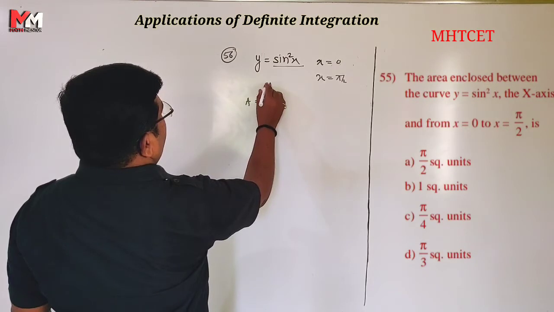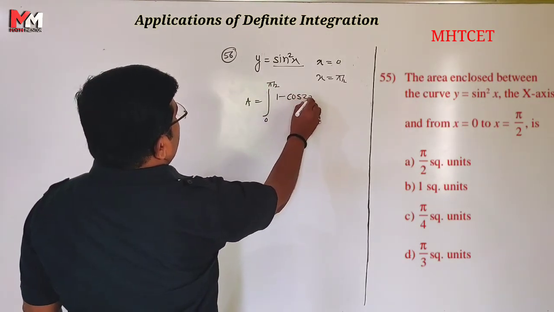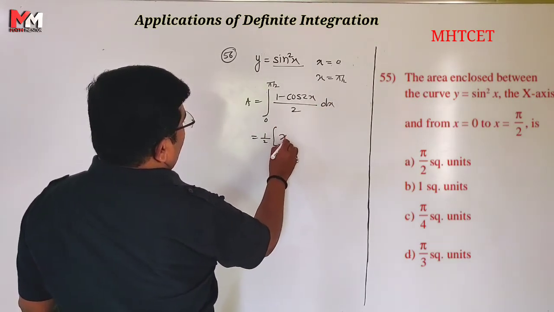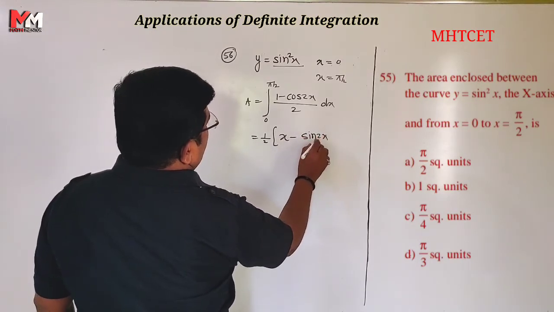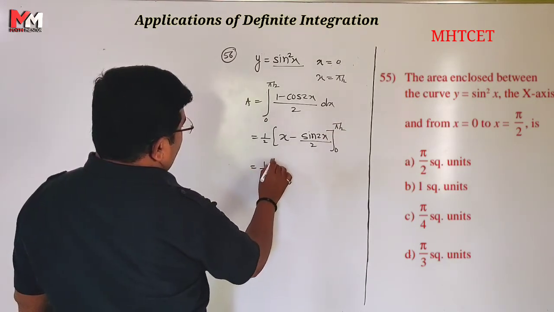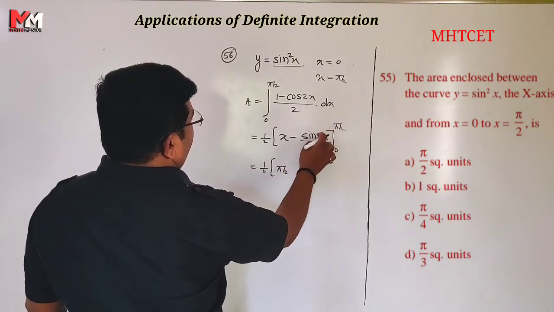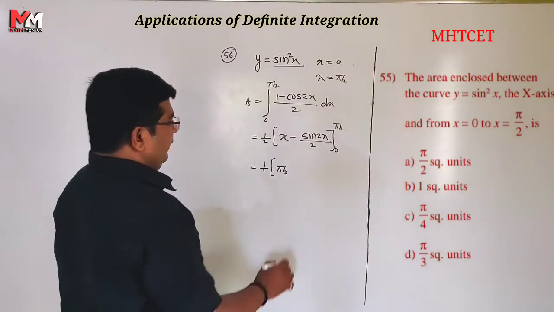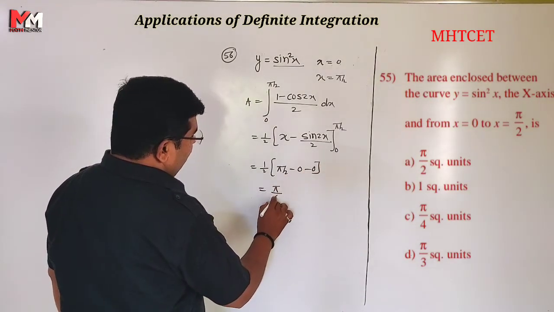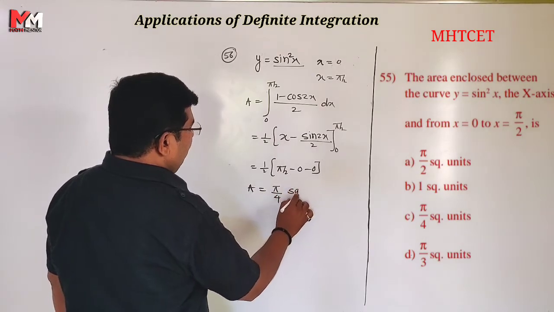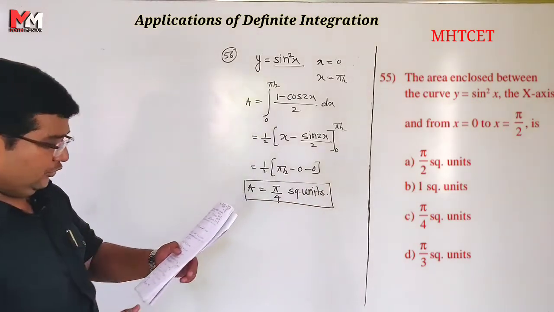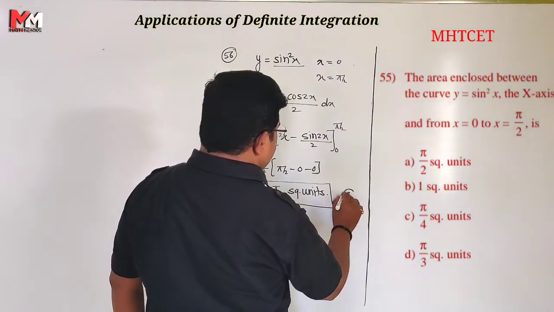So 0 to π/2, sin square x is (1 minus cos 2x)/2 dx. Taking 1/2 outside, integration of 1 is x, integration of cos 2x is sin 2x by 2, from 0 to π/2. This is 1/2 in brackets π/2. Put π/2 here, 2 cancels, sin π is 0, put 0 here, all other terms are 0. So what is the answer? π/2 into 1/2 is π/4 square units. So this is the answer of 55, which is option C.